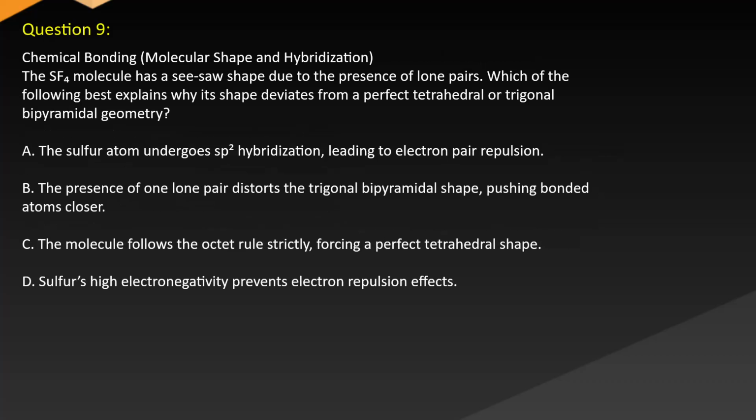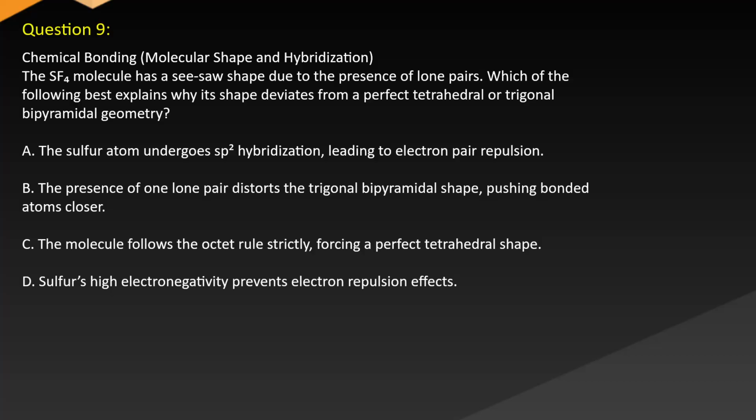Question 9. Chemical bonding, molecular shape, and hybridization. The SF4 molecule has a seesaw shape due to the presence of lone pairs. Which of the following best explains why its shape deviates from perfect tetrahedral or trigonal bipyramidal geometry?